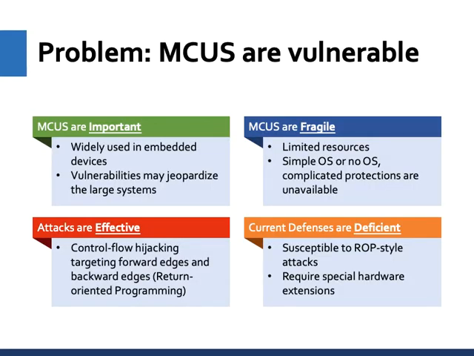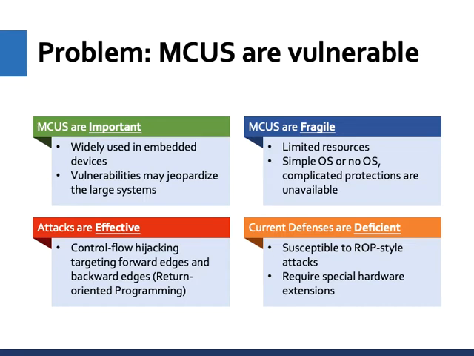The problem the paper wants to solve is the vulnerability of microcontroller-based systems, MCUs. Today, MCUs are very important in the industry because first, they are used everywhere. Second, the vulnerabilities not only harm the MCUs, but also destroy the larger systems. For example, attackers can exploit the vulnerabilities of a Wi-Fi SoC to hijack a smartphone. While important, MCUs are also fragile.